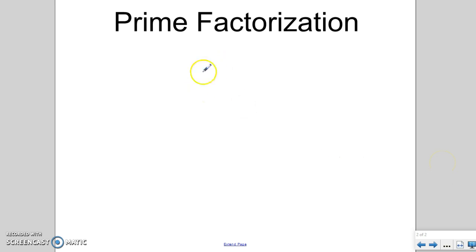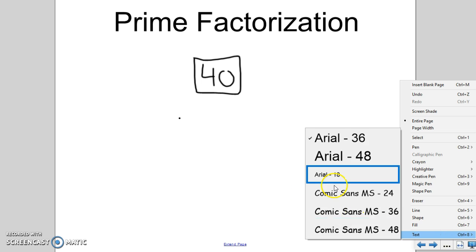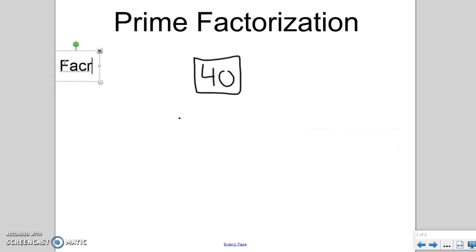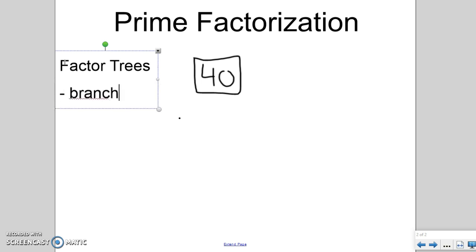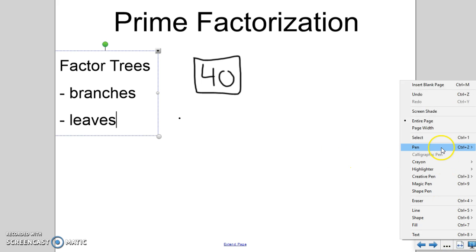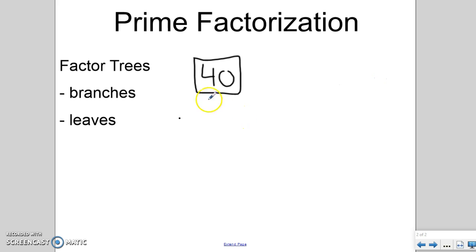So let's do an example. Let's do the number 40. If I want to do the prime factorization of 40, there are so many different strategies. My favorite one is called factor trees. What I love about factor trees is trees have branches and they have leaves. And so we are going to do a factor tree with branches and leaves to do the prime factorization of 40. So here we go.